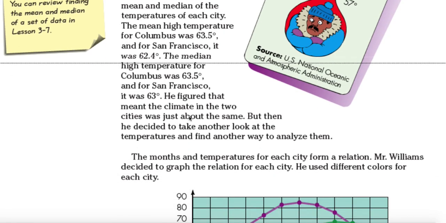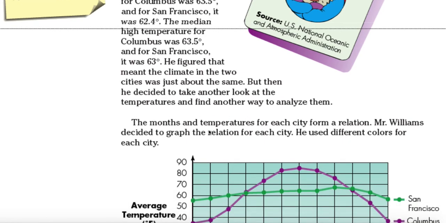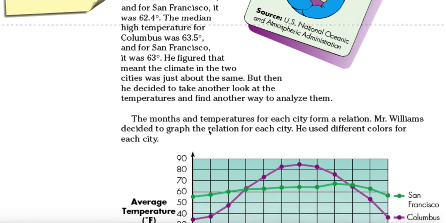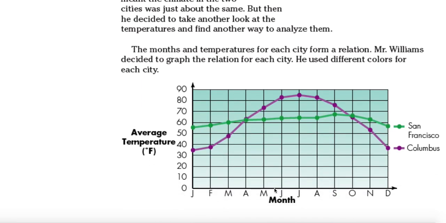Okay, so the months and temperatures for each city form what we call a relation. You know what the relation is from the last lesson. Mr. Williams decided to graph the relation for each city. The month at the bottom, remember we always graph the time on the x-axis because it is always the independent variable, and the temperature is on the y-axis.